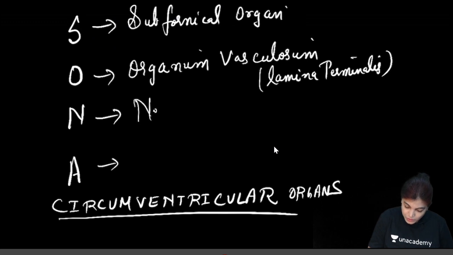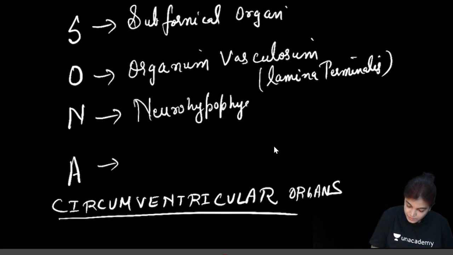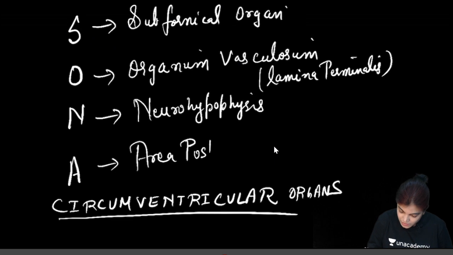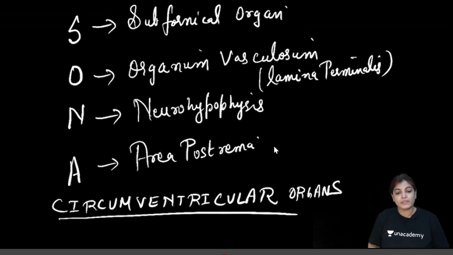Third is neurohypophysis. And the fourth is area postrema. This is lying in close association with, we have seen this area in the floor of the fourth ventricle. It is considered as the vomiting center.